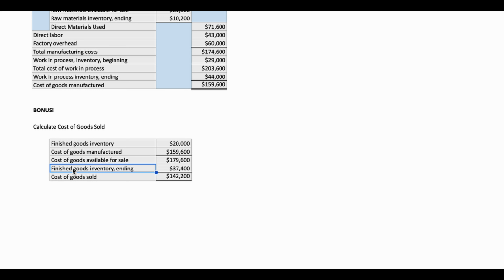Then we're going to say we took an inventory count at the end of the period, finding we had 37,400 products still left in our finished goods warehouse. The difference between the two of those, since they're not here anymore, would have to represent the cost of goods sold, in our case, $142,200.